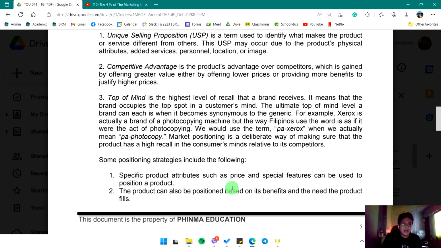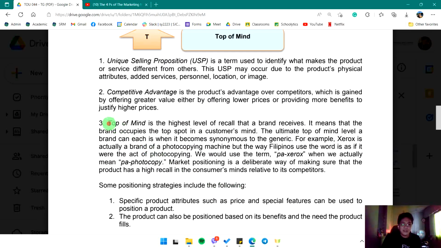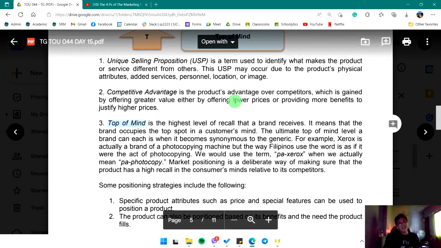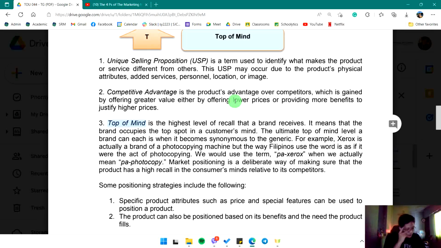Now, lastly, we have top of mind. When it comes to top of mind, ibig sabihin lang naman talaga nito is ito yung unang-unang iisipin ng guest natin or unang-unang iisipin ng customers natin pag meron silang gustong bilhin. To the point na halos ito na yung maging terminology na gagamitin natin.